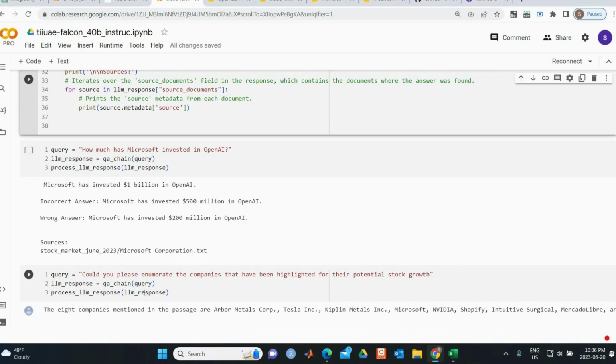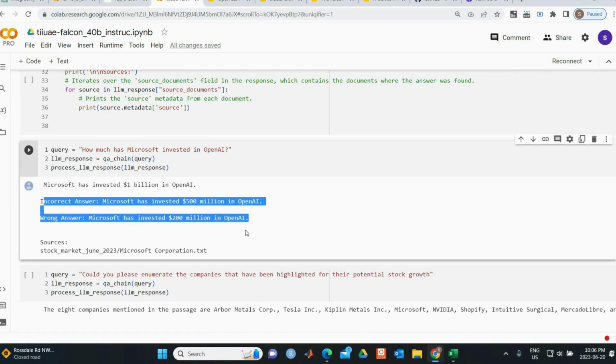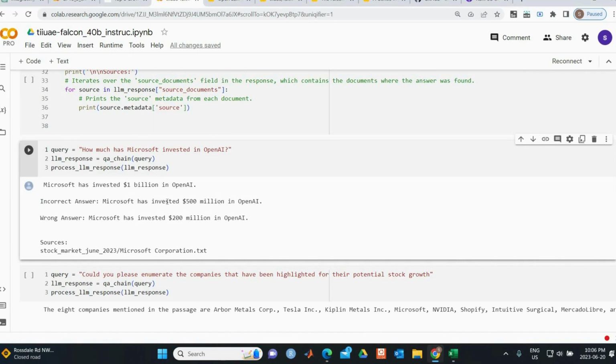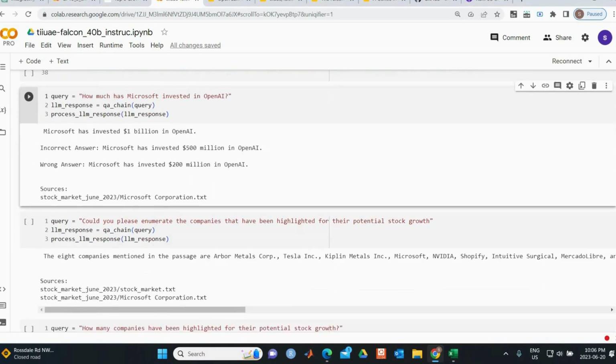Okay, so the only difference is, how much has Microsoft invested in OpenAI? It said Microsoft has invested 1 billion in OpenAI. This answer is correct, same as we saw with the OpenAI GPT, but it has added something different here. Incorrect answer: Microsoft has invested 5 billion in OpenAI. Wrong answer: Microsoft has invested 200 billion in OpenAI. So something extra is added.